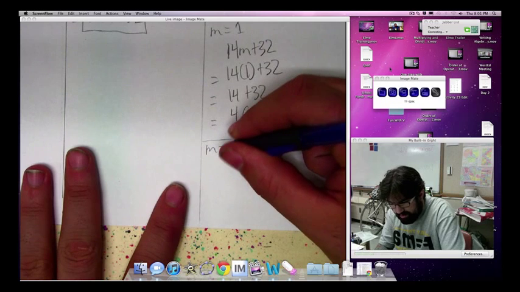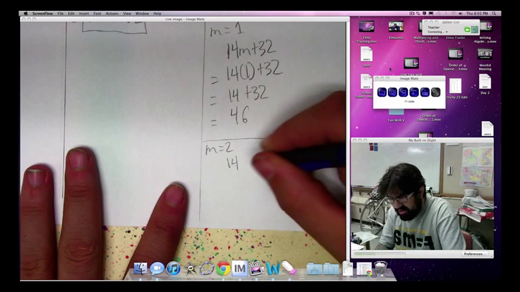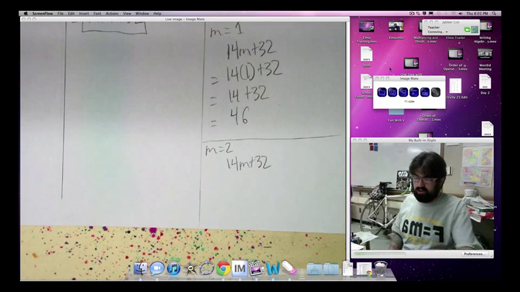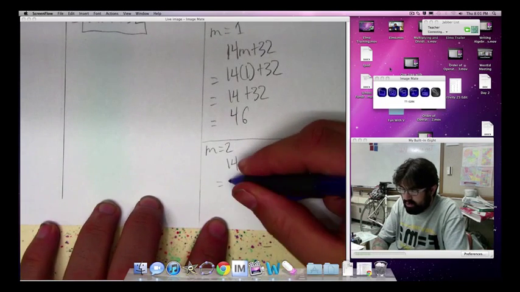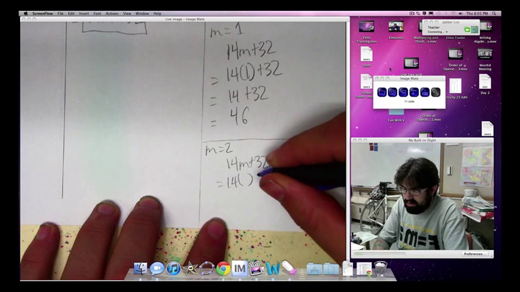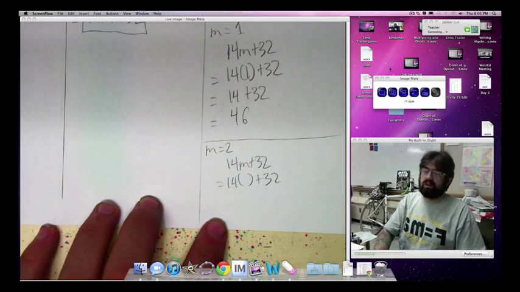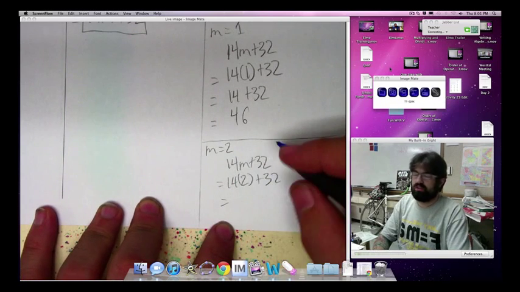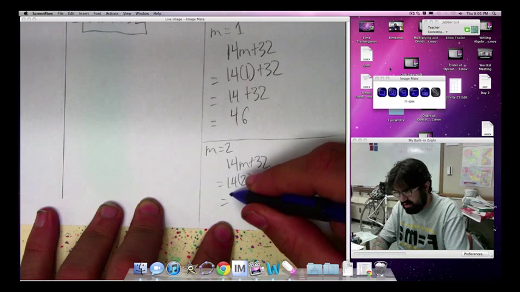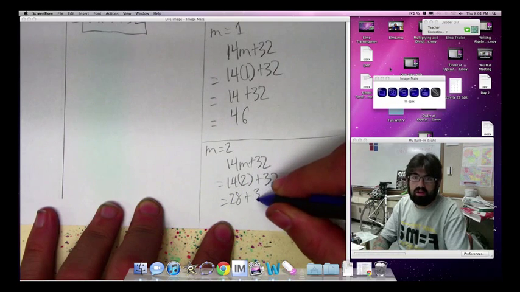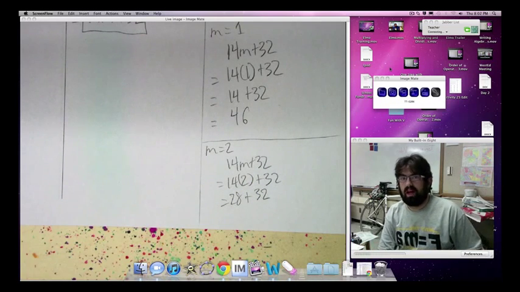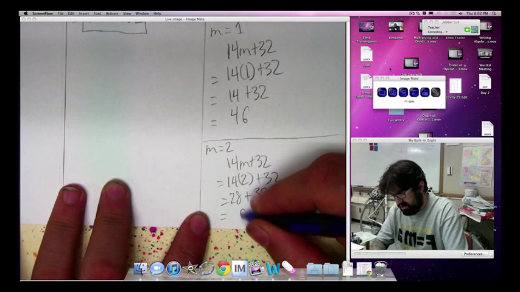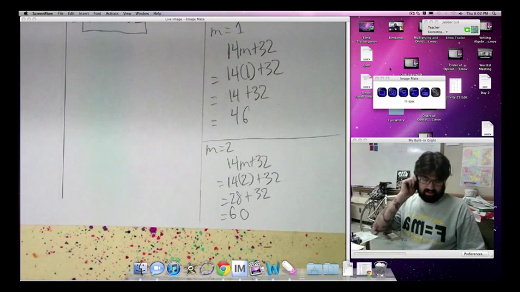M equals 2. 14m plus 32. And I'm doing the exact same thing. I start by writing this. 14 parenthesis plus 32. What am I plugging in for m? Oh, 2. Order of operations. I multiply. Now I'm going to add. 2 plus 8 is 10. Carry the 1, 60. Done.